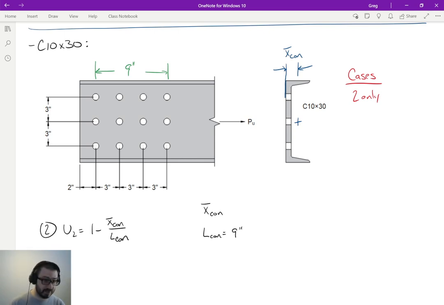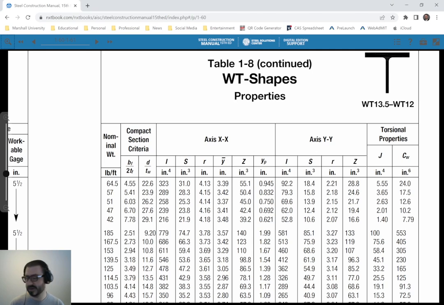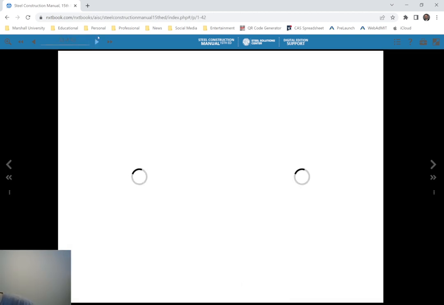So what do we do? We open up the manual. So here's the manual. We're going to have to go back a little bit. Channels are in table 1-5. Let's see how my memory is. Maybe page 1-42.